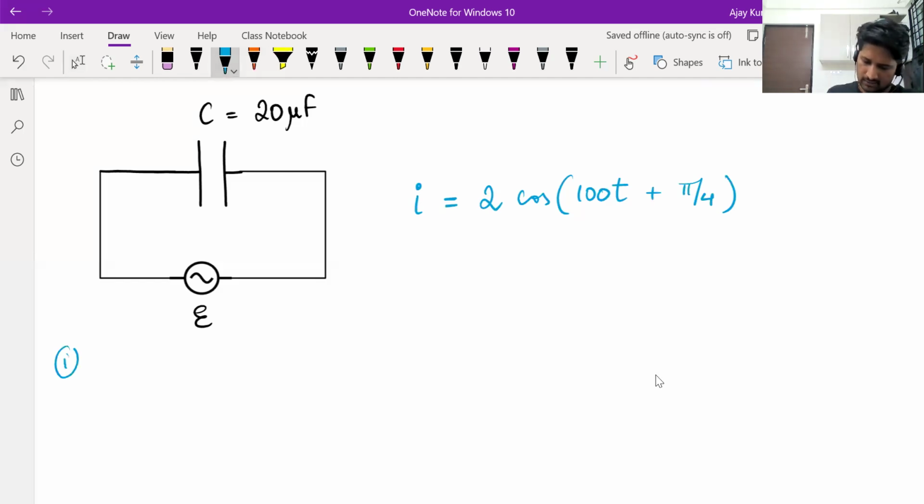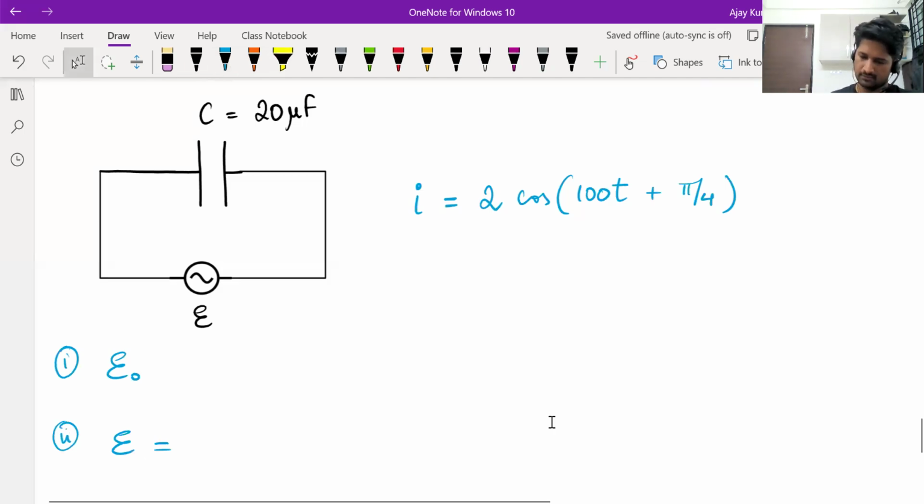Okay, first get the peak value of EMF, then write the EMF function. Do this part.